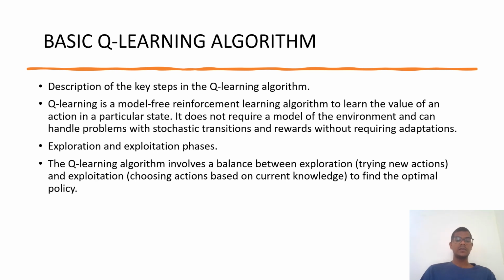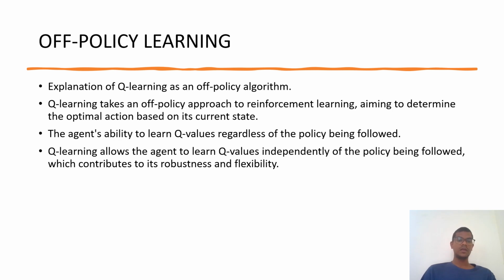The Q-learning algorithm involves a balance between exploration, trying new actions, and exploitation, choosing actions based on current knowledge to find the optimal policy.